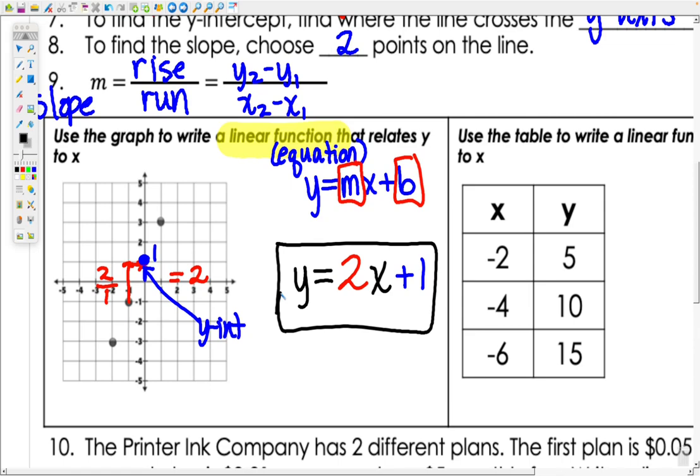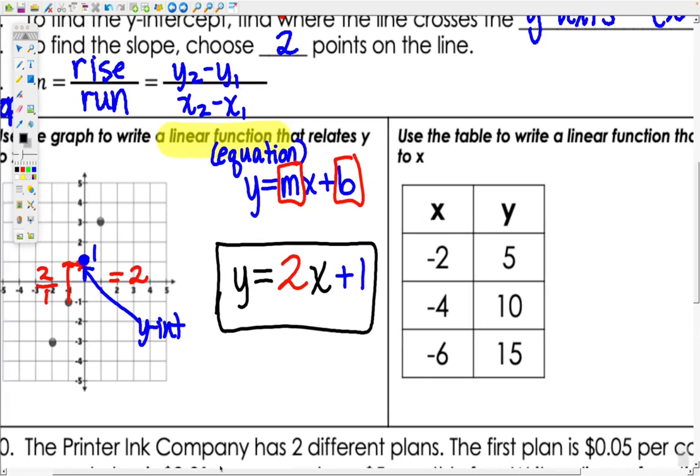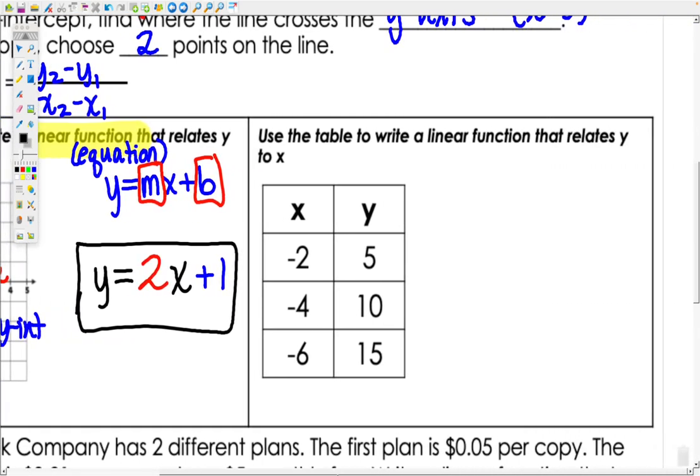Now the next one's a little different. Okay. Get my strength up for this one. All right, we got this. We're going to write another linear function, which is the same thing as an equation.